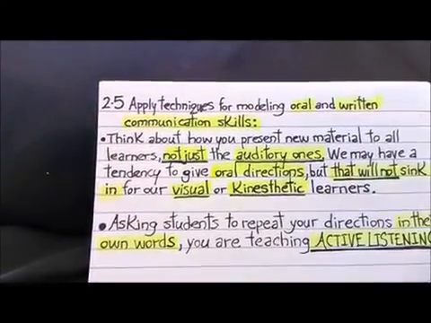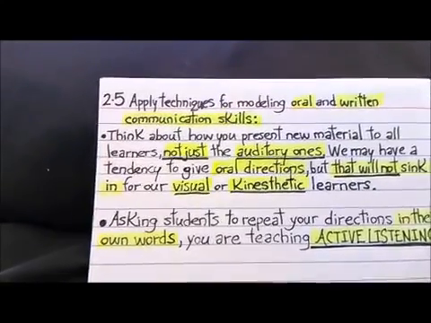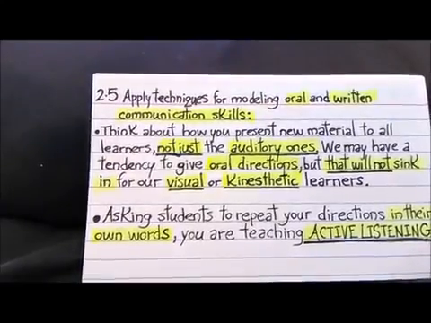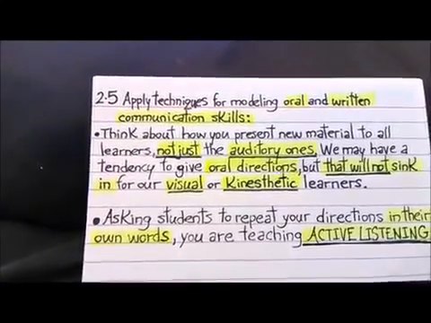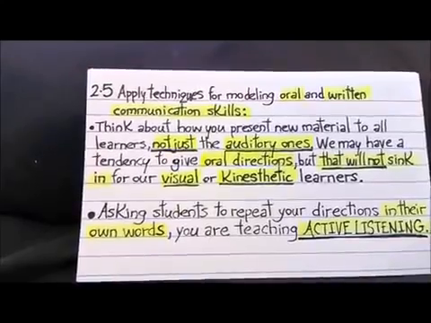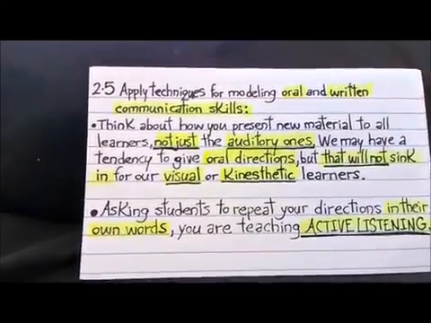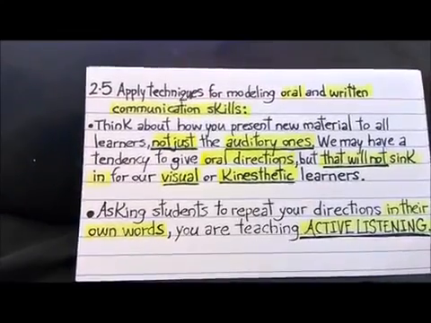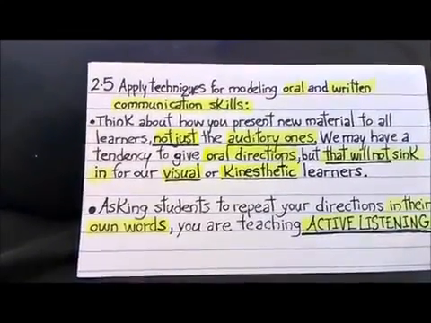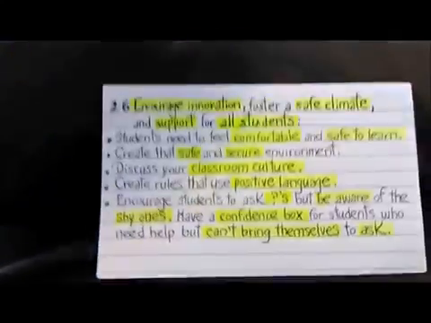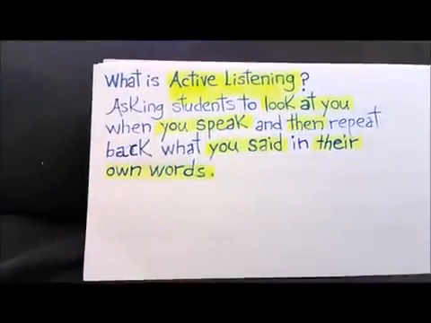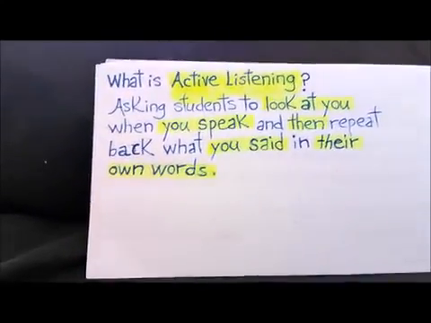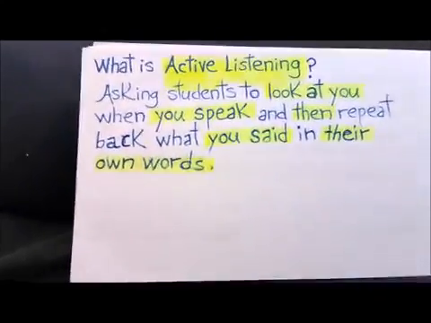Think about how you present new material to all learners, not just the auditory ones. We may have a tendency to give oral directions, but that will not sink in for our visual or kinesthetic learners. By asking students to repeat your directions in their own words, you are teaching active listening. What is active listening? Asking students to look at you when you speak and then repeat back what you said in their own words.